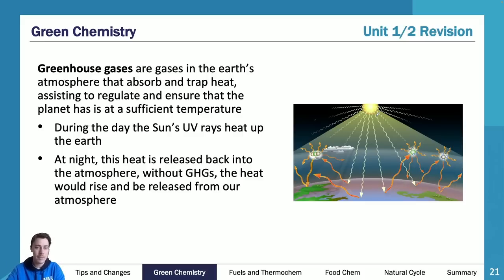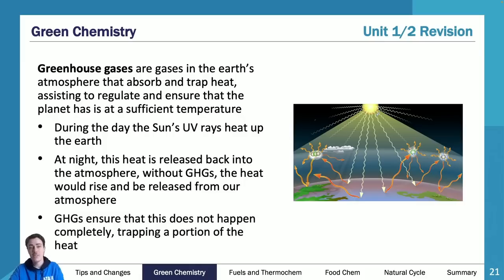This is released back into the atmosphere, and without greenhouse gases, or GHGs, the heat would essentially just rise and be released from our atmosphere, and essentially every night we'd freeze. We would freeze, and we would probably freeze to death. That's how cold it would get. Greenhouse gases ensure that this does not happen, and they do allow some out.